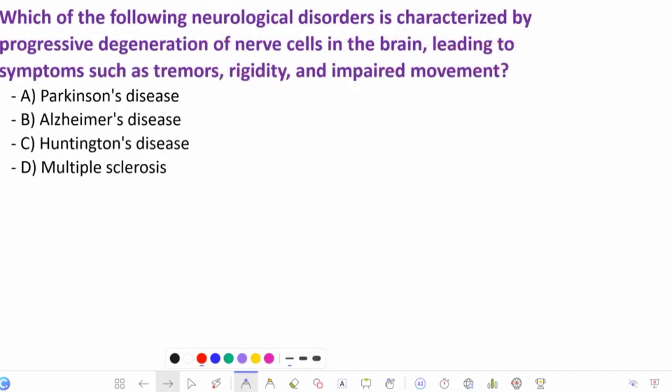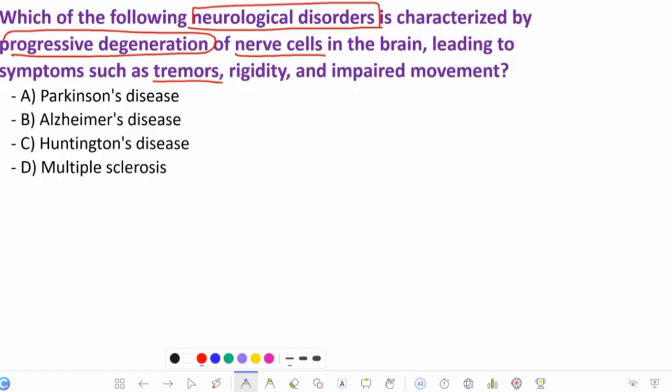Which of the following neurological disorders is characterized by progressive degeneration? A neurological disorder is associated with the brain, nerves, and neurons. Progressive degeneration means slowly and progressively. Degeneration means breakdown of nerve cells in the brain, leading to symptoms such as tremors. Tremor means shaking of hands and limbs. Rigidity means stiffness, and impaired movement means improper movement.